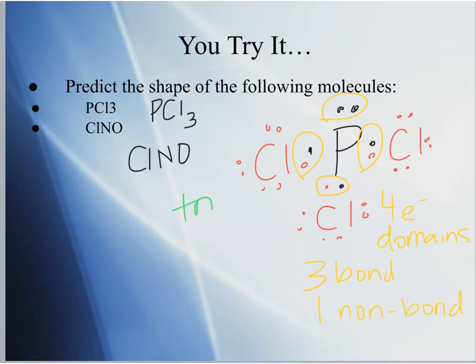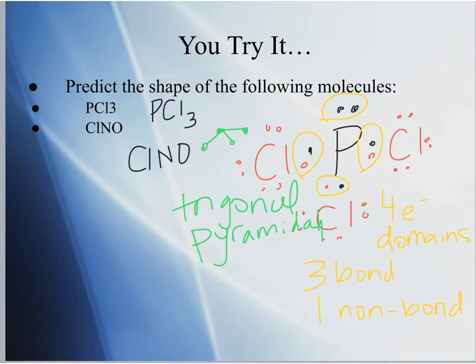Trigonal pyramidal. That's the shape for PCl3. If we draw it out, it's going to look like a triangle with the top or center atom kind of popped up a little bit. It's not going to be flat like the trigonal planar.